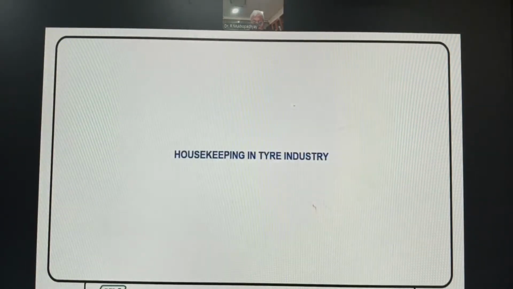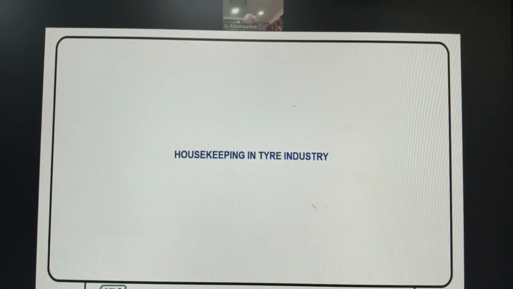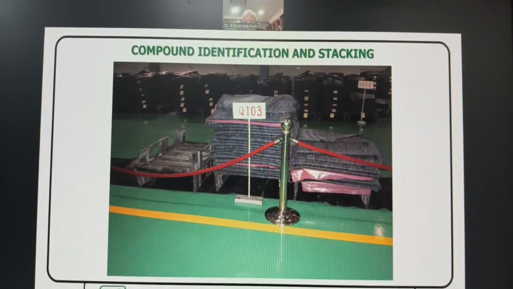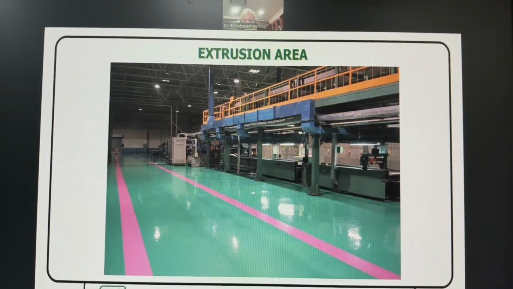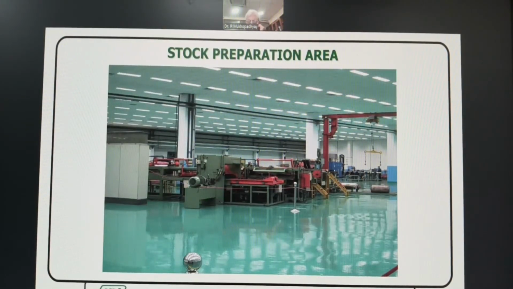Let me ask you also a few things. Last time, what should be the housekeeping? The compound identification, this is in the ideal plant. How should this compound be identified and stored in a lift truck? Similarly, the cases, see that the lift truck storage area. Third is how the extruder area should be. This is the way, if you want a good quality material, your compound should work properly. Now this is the stock preparation area.